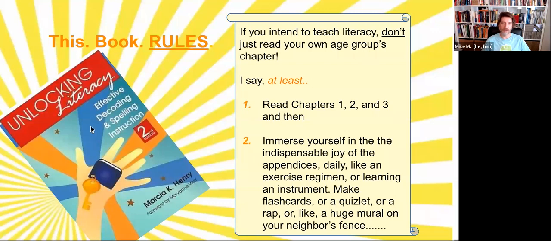So first thing I want to say is this book rules. It would be a tragedy to only read one chapter for this assignment. I'm hoping everyone reads chapters 1, 2, and 3, and then sort of makes a Bible out of it, no offense to people who I shouldn't say Bible. The appendices are incredibly valuable. She has synthesized so much information from so many sources, and it's super up to date, even though I think it's from 2010. It's fantastic.